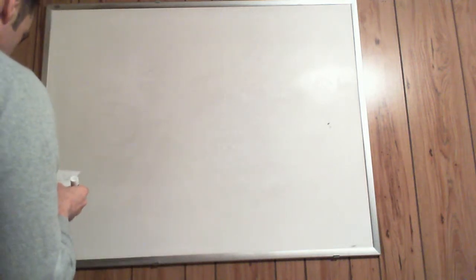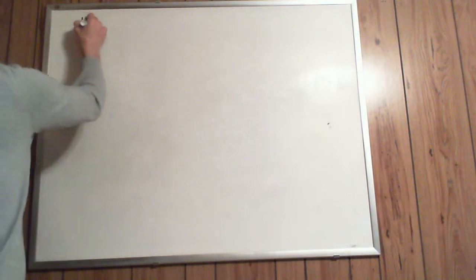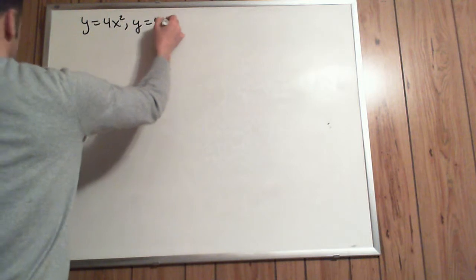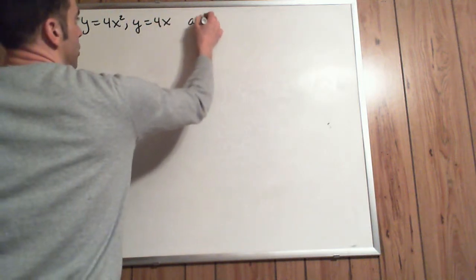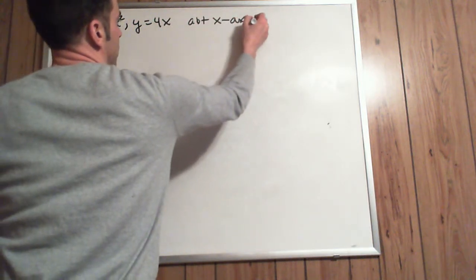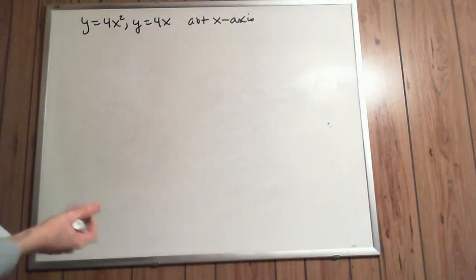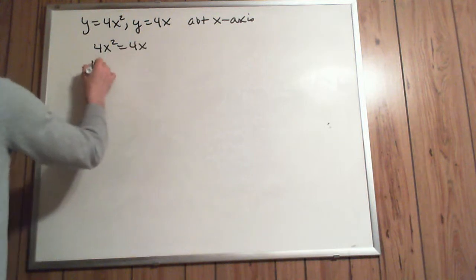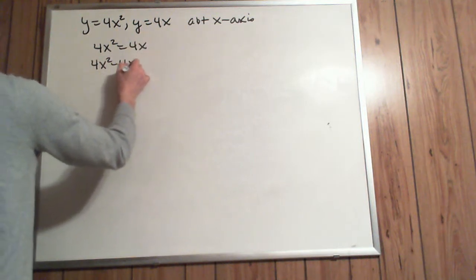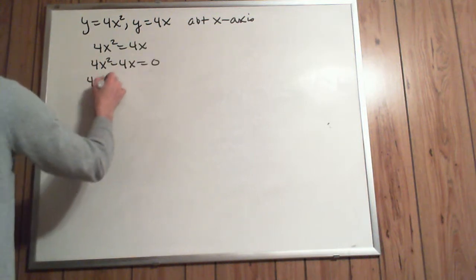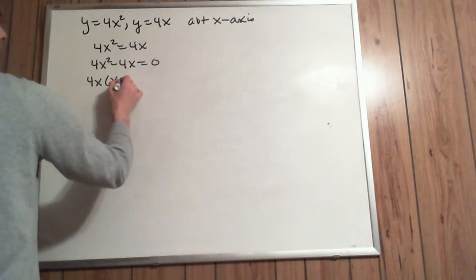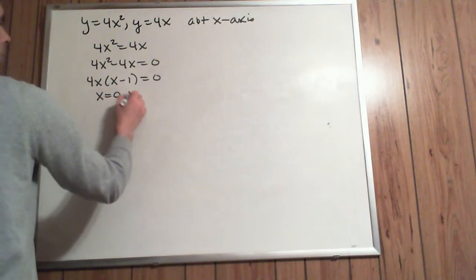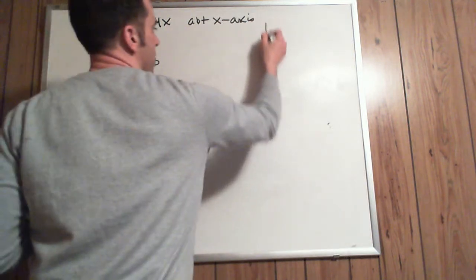Suppose we have here y equals 4x squared and y equals 4x. And we're going to do this about the x-axis. So we need the area again. So set them equal to each other. I'll take over the 4x, factor out the 4x, and here I go. And I get x is 0 and x is 1.